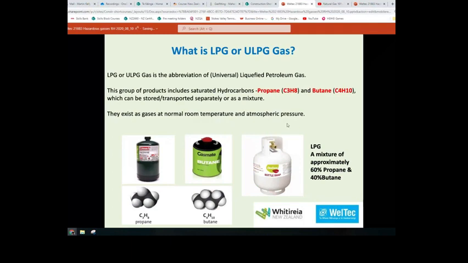Going on to the other type of commonly used gas, LPG, or universal LPG. LPG is actually made up of two gases, propane and butane. The main difference between LPG and natural gas is that propane and butane are both heavier than air, and natural gas, or methane, is lighter than air. So with that being heavier than air, it brings some safety aspects to it, and that if it does leak, it's more likely to stay in the location where it's leaked.